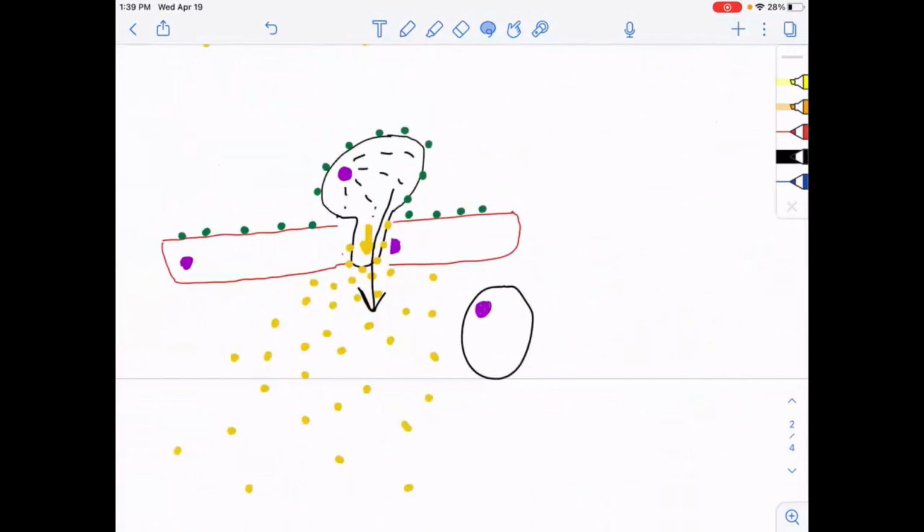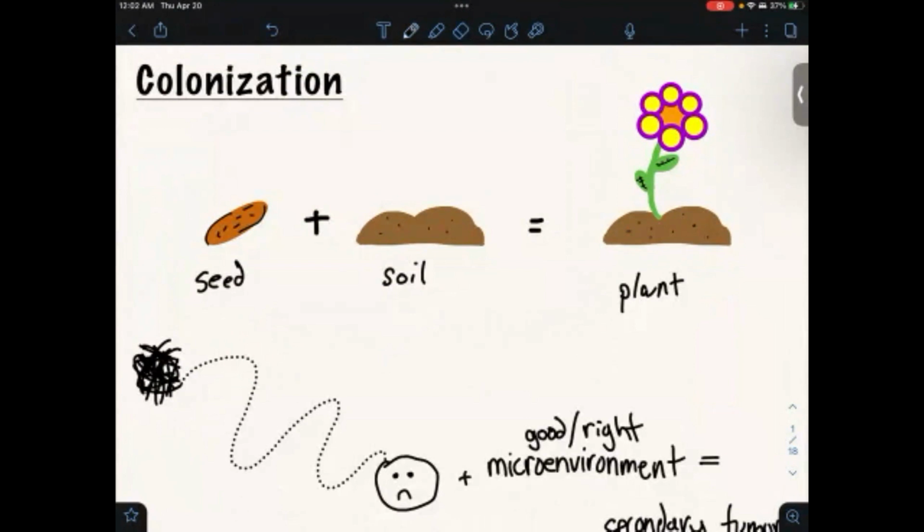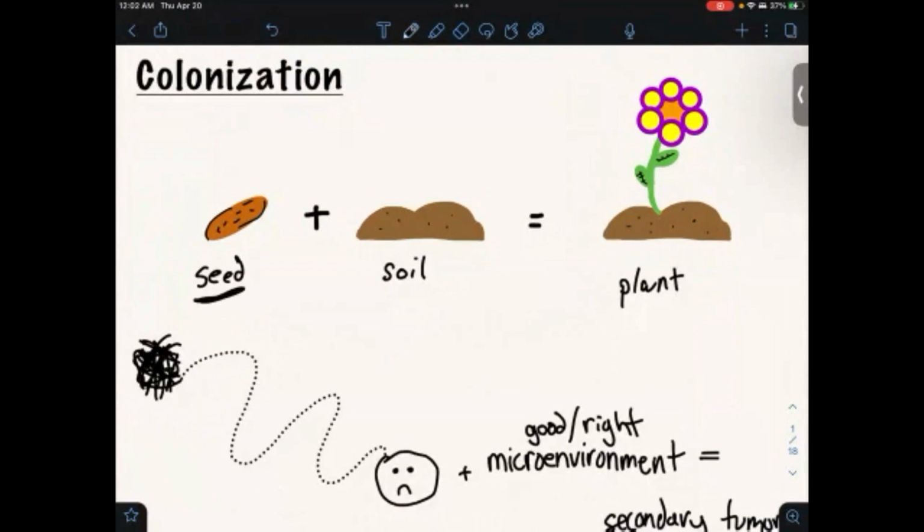In the case of the chemoattractant, it will leak across that blood vessel barrier and then find itself resting on the outside of that vascular wall, where it is now ready to invade the other tissue portions. Let's think of the cancer cell like a seed. The seed needs soil in order to become a plant, correct?